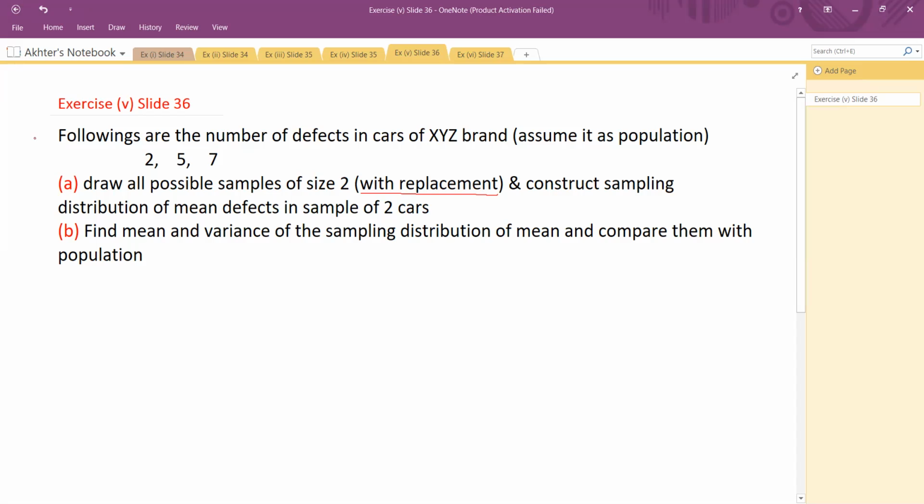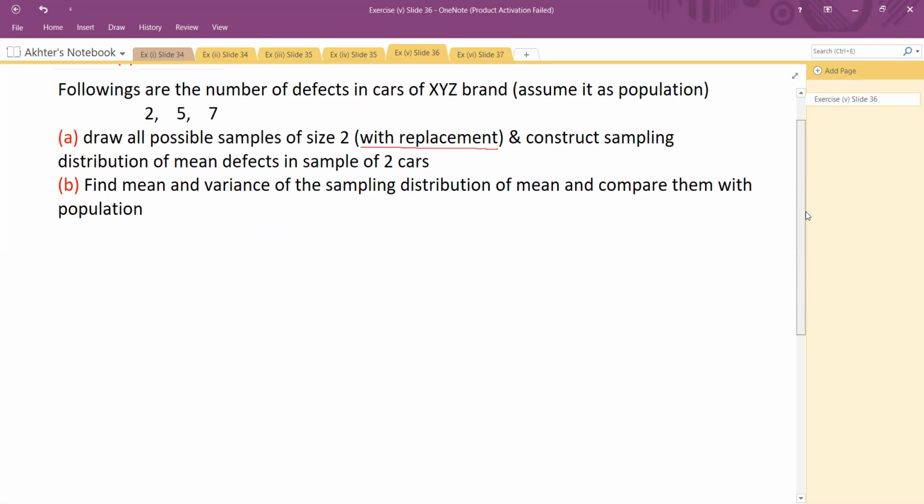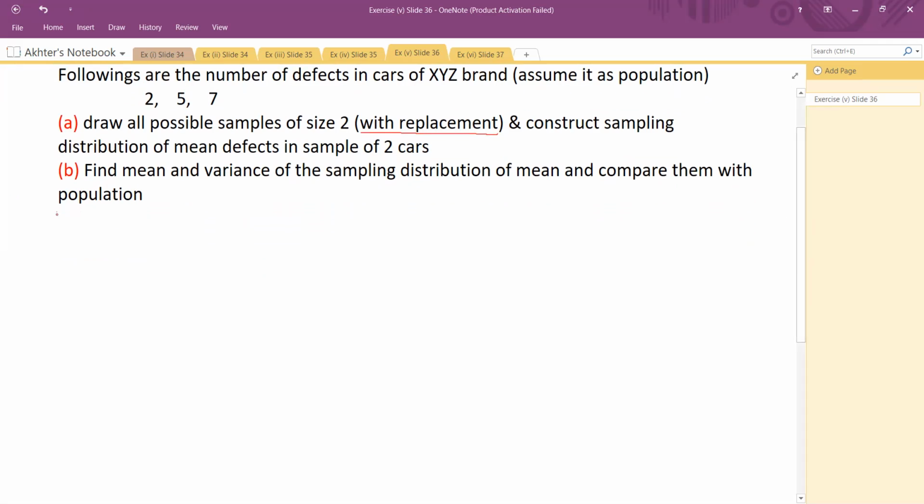So in part 1, we have to draw all samples of size 2 with replacement, and then construct the frequency sampling distribution of mean defects of a sample of 2 cars. Finally, we have to determine the mean and variance of the sampling distribution of mean and compare them with the population. The size of population is 3, the size of sample is 2, and sampling is with replacement.